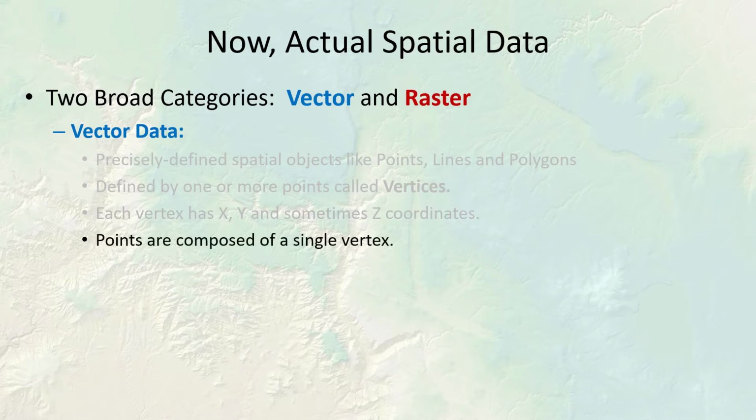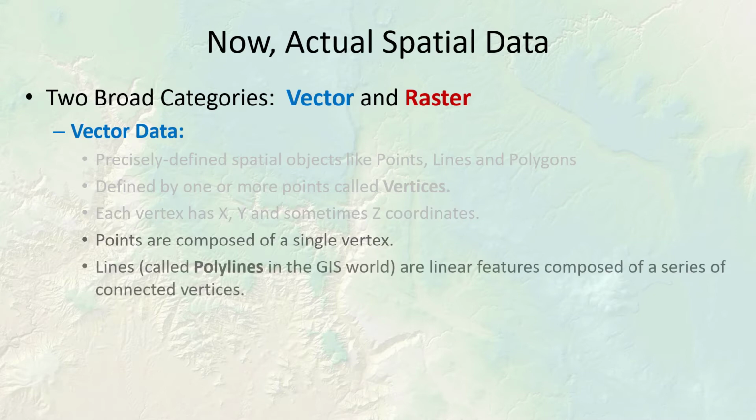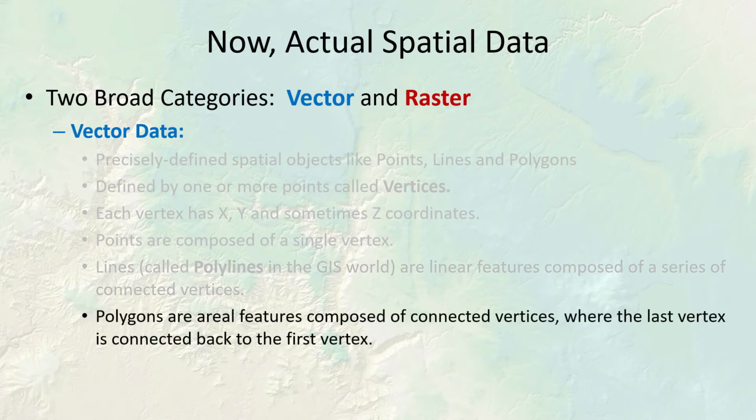Anyway, points are composed of a single vertex. Polylines, by the way, are the name of linear features. They're not called lines in the GIS world. They're called polylines. They're a set of linear features composed of a series of connected vertexes. And polygons are basically the same as polylines, except the last vertex is connected back to the first one, and it creates an inside and an outside.